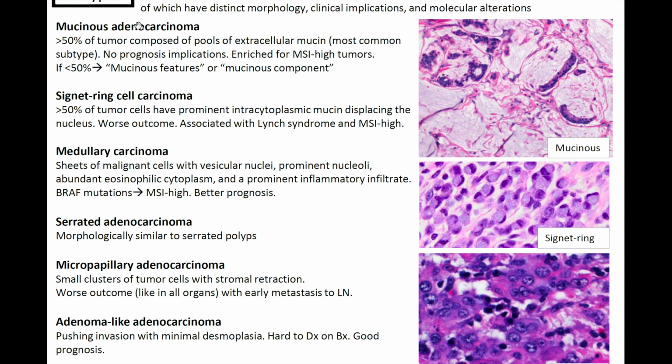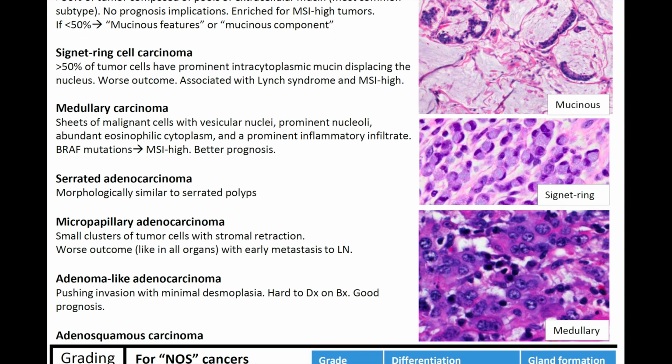There are no prognostic implications, and this is often enriched for MSI high tumors. If less than 50% is pools of extracellular mucin, then you can denote mucinous features or mucinous component, but it's not enough to make the mucinous adenocarcinoma subtype.